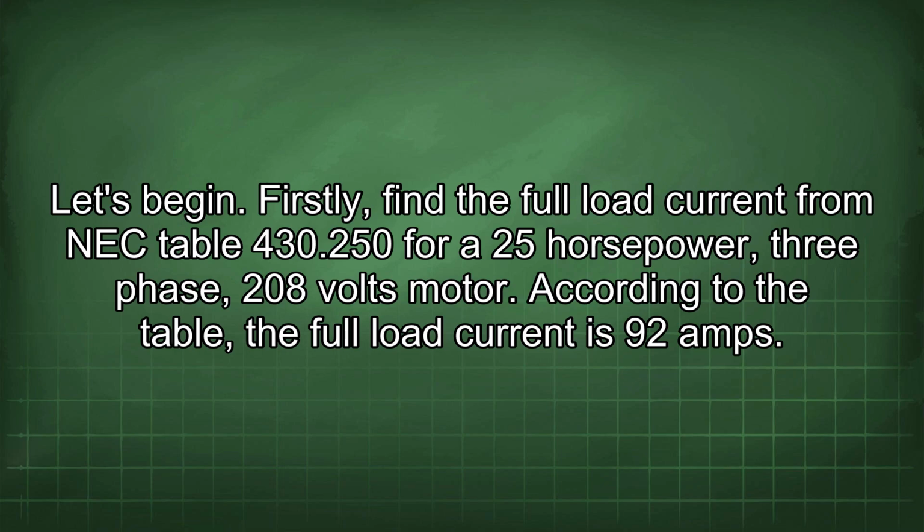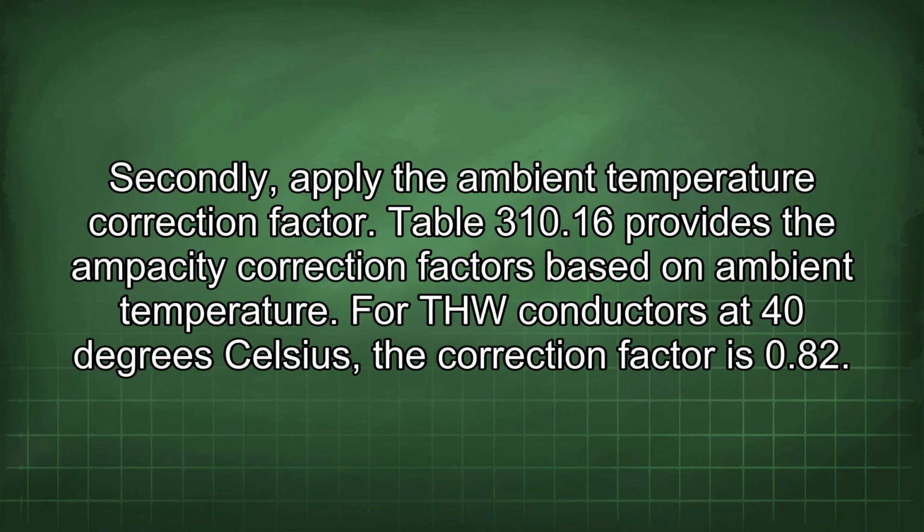430.250 for a 25 horsepower, 3-phase, 208 volts motor. According to the table, the full load current is 92 amps. Secondly, apply the ambient temperature correction factor. Table 310.16 provides the ampacity correction factors based on ambient temperature.